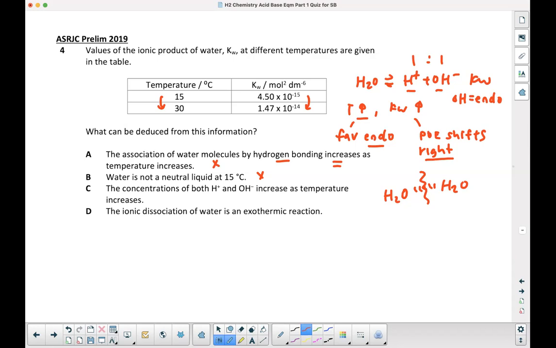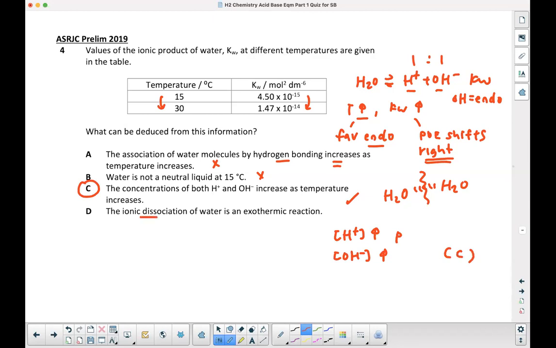Okay, number 3. The concentration of both H plus and OH minus increase as temperature increases. Yes, because when temperature increases, the position of equilibrium shifts right. So H plus concentration increases, pH will decrease. At the same time, OH minus concentration will also increase. So this statement is actually correct. So that's why the answer is C.